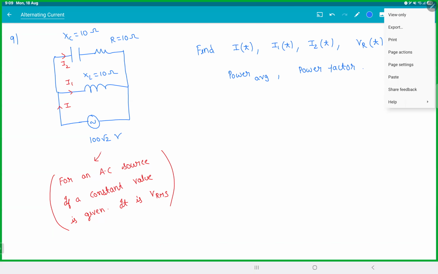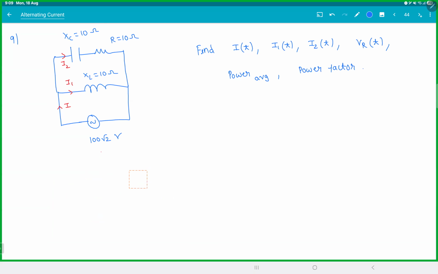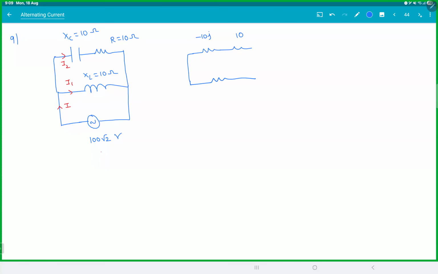So let's convert everything into complex numbers. So this guy is minus 10j. So this voltage is actually, remember, this is the RMS value. The V peak is actually 200.